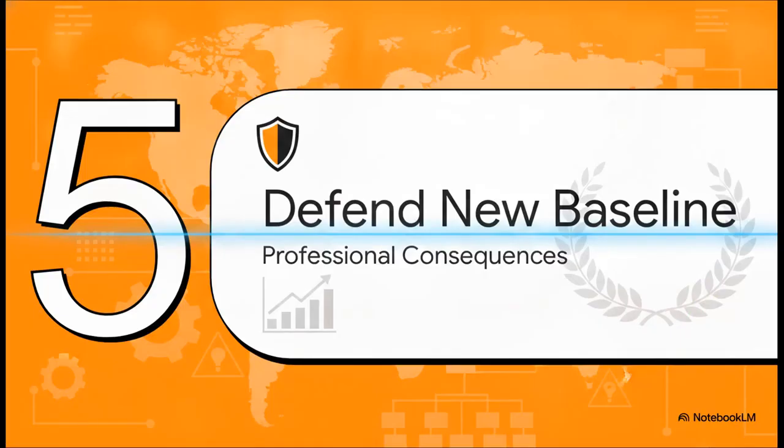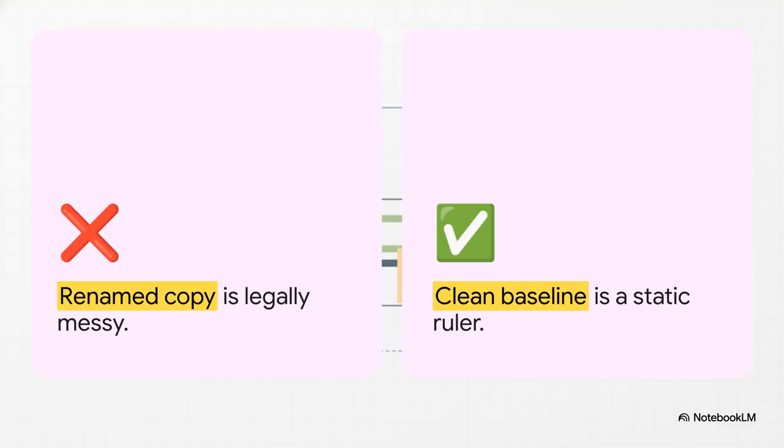Moving on to Section 5, Defending Your New Baseline. Let's talk about the professional consequences here. Look, there is a massive difference between amateurs and professionals when it comes to this process. The wrong way to do this is taking your current schedule, hitting Save As, renaming it, and just calling it a baseline. That renamed copy still has hard-coded actuals, historical progress, and lingering constraints totally baked into it. It's mathematically messy. The right way, the way we literally just learned, is building a cleanly de-statused baseline model.